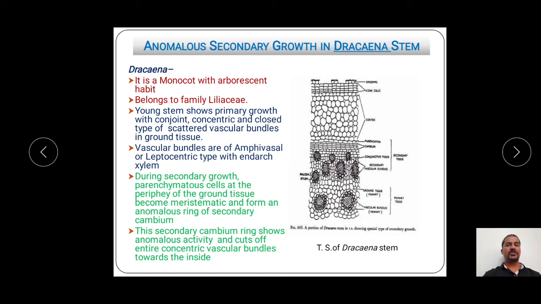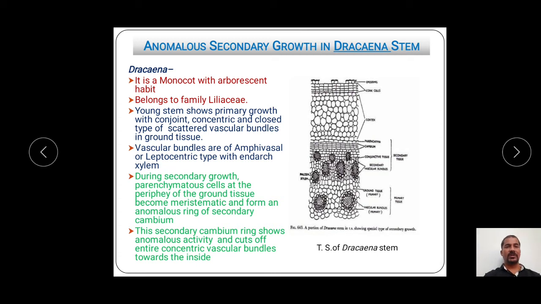The young stem shows the primary growth with conjoined, concentric and closed type of scattered vascular bundles in the ground tissue. The point to be noted is that the vascular bundles are conjoined, concentric and closed type. The concentric type of vascular bundle is not typically observed in the monocot stem, but in this monocot concentric vascular bundles are present. Concentric means there is an absence of width, and directly from the center of the vascular bundle the vascular tissues are present.